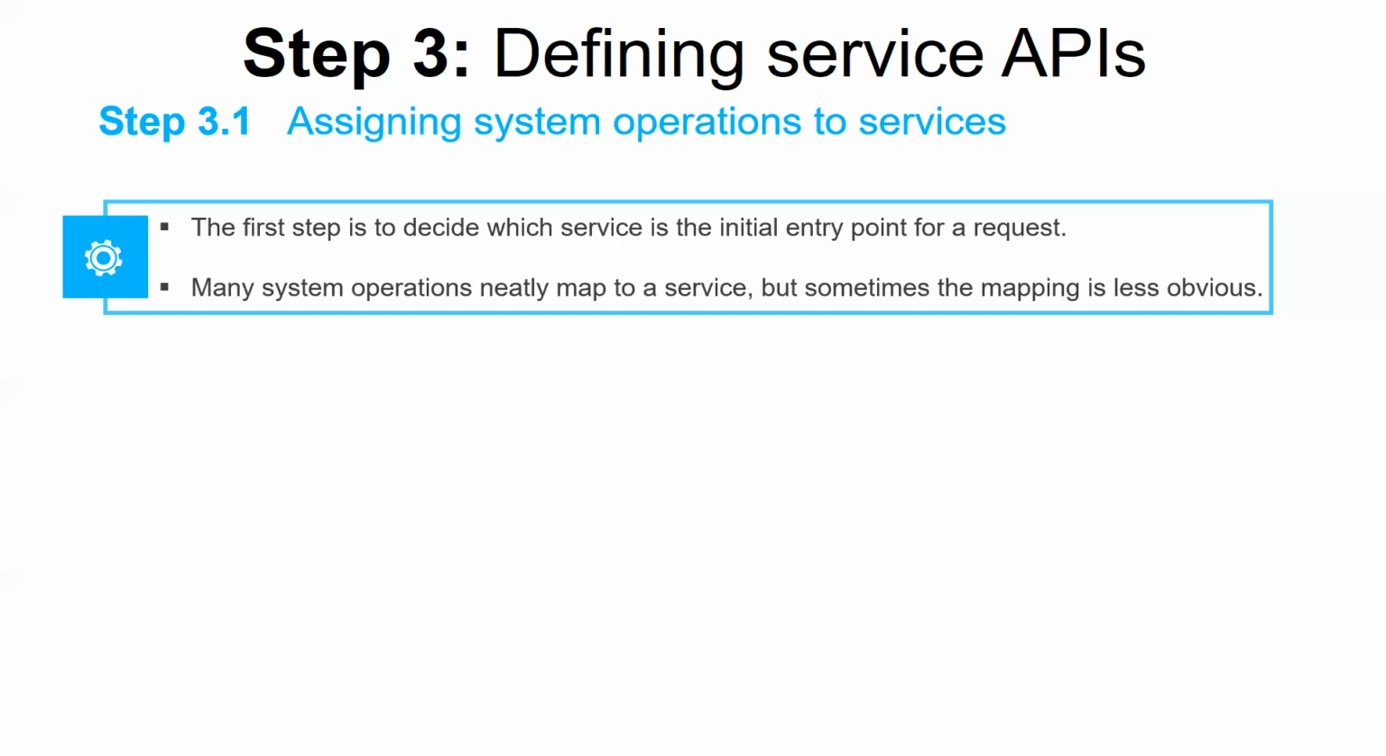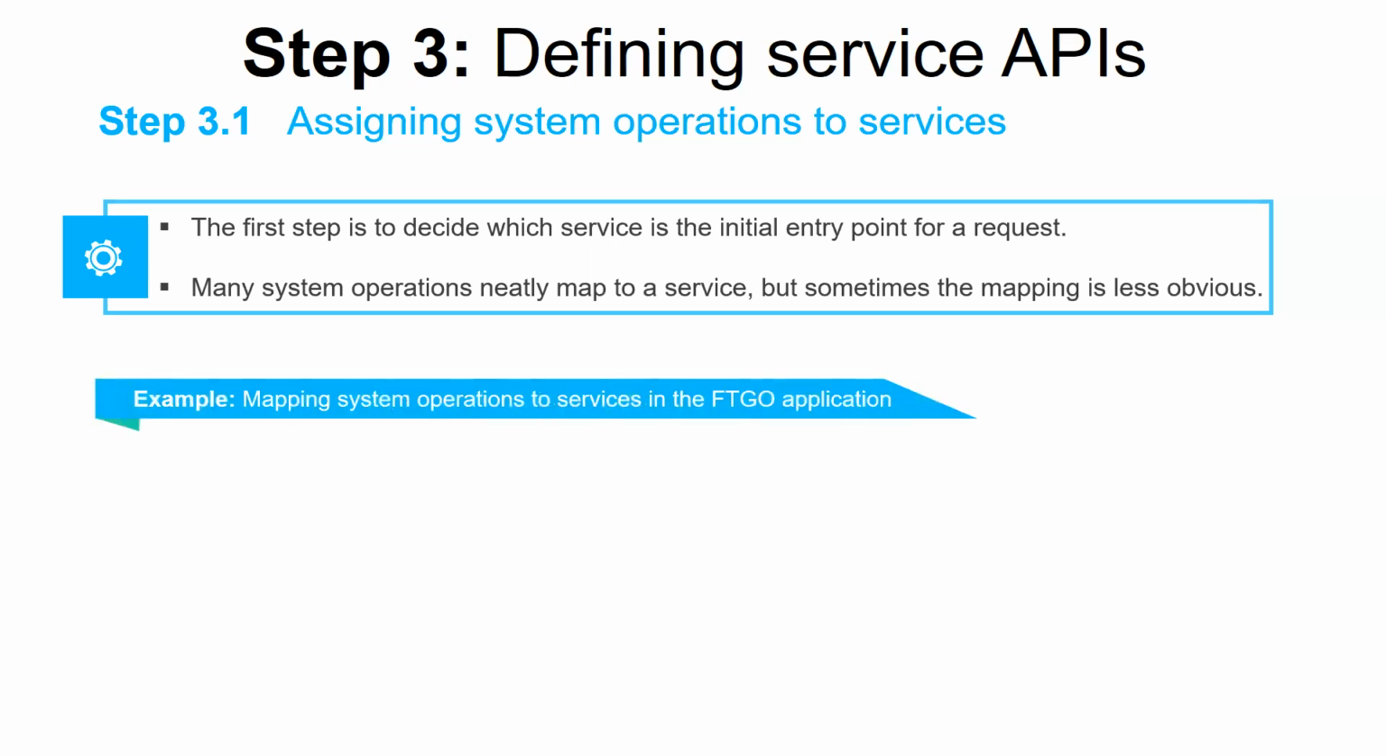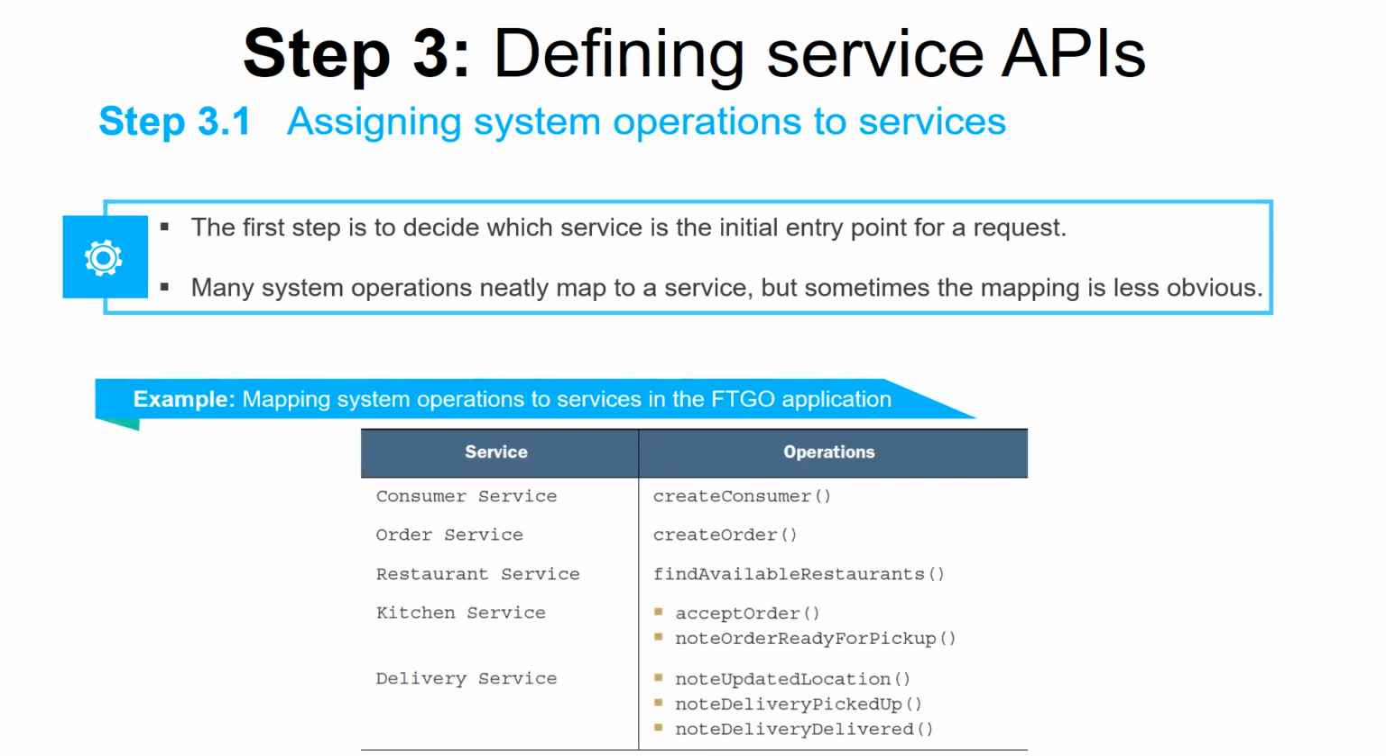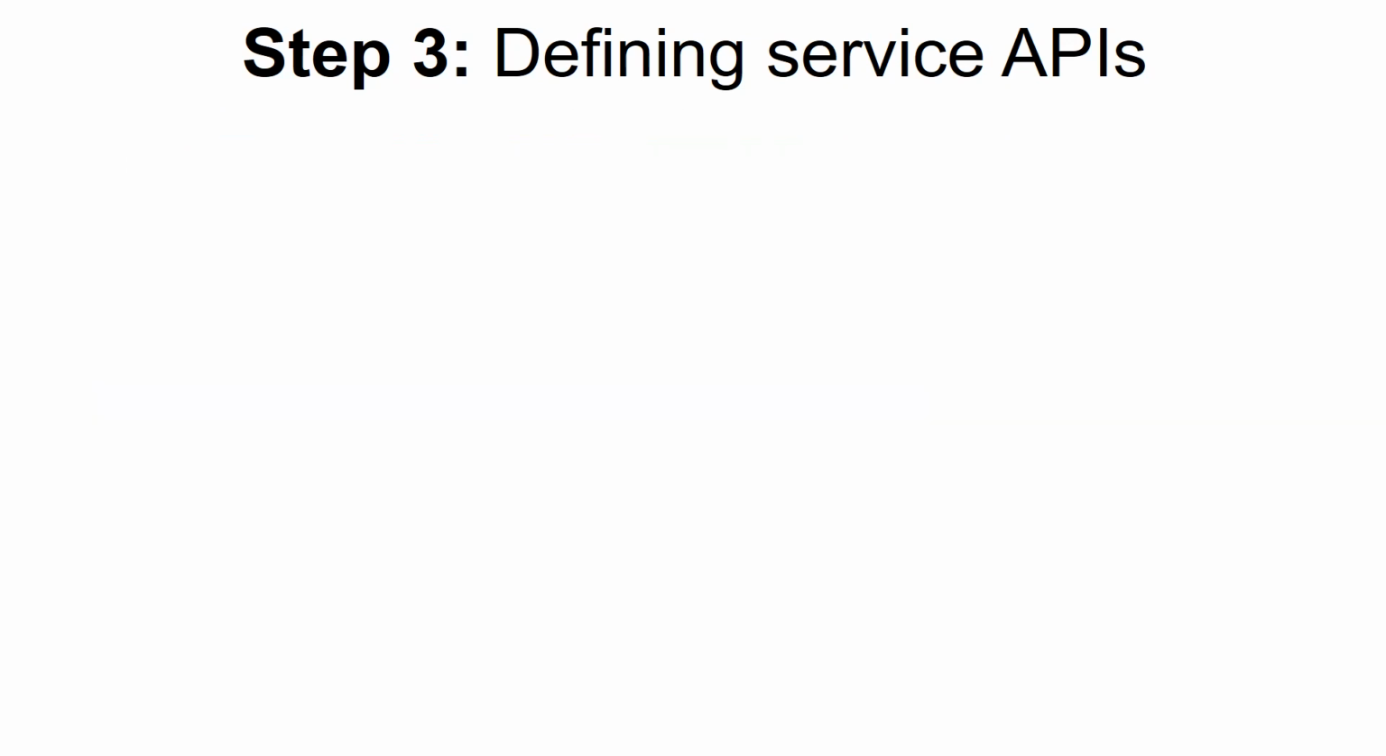Many system operations neatly map to a service, but sometimes the mapping is less obvious. In some cases, assigning an operation to a service that needs the information provided by the operation is a better choice. In other situations, it might make sense to assign an operation to the service that has the information necessary to handle it. To have an idea of how this activity looks, you can pause the video and read carefully the table that links each operation to its corresponding service.